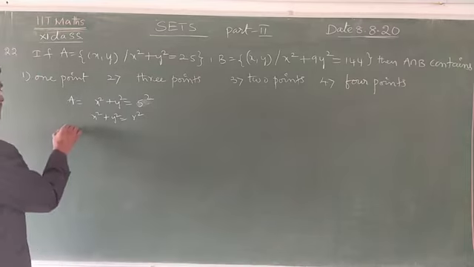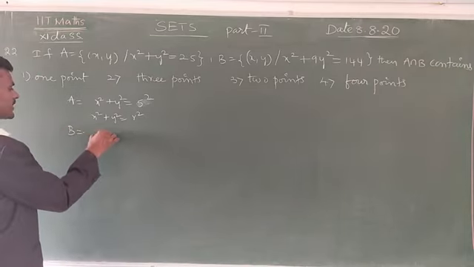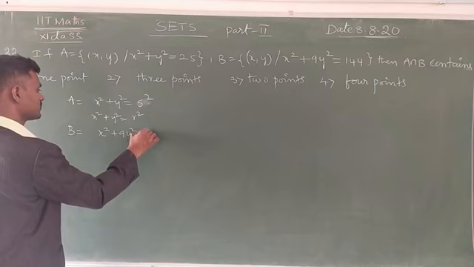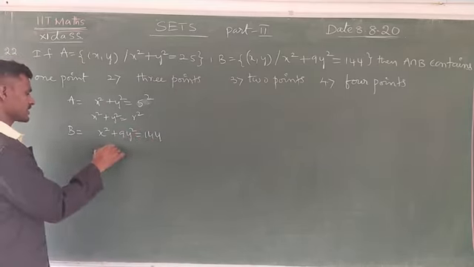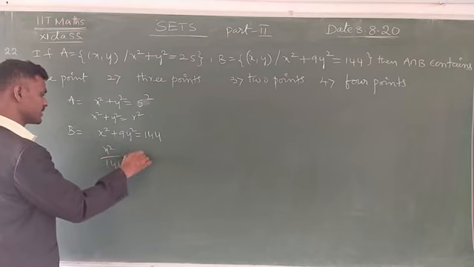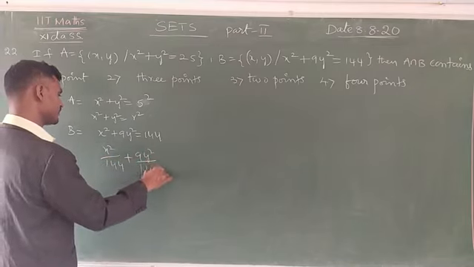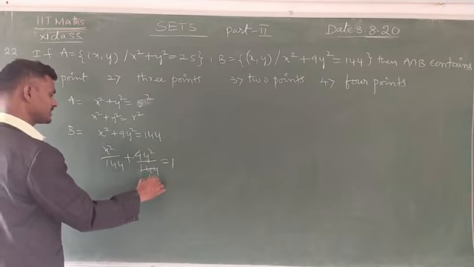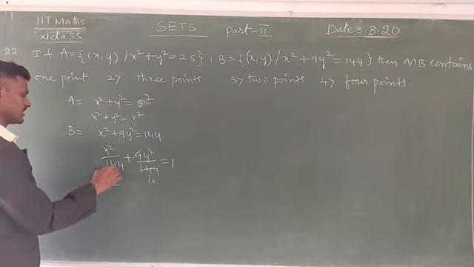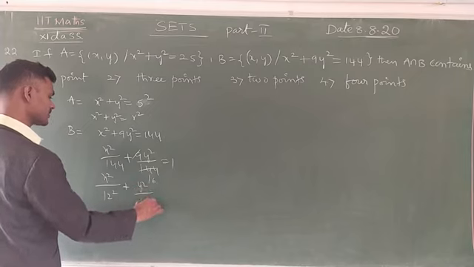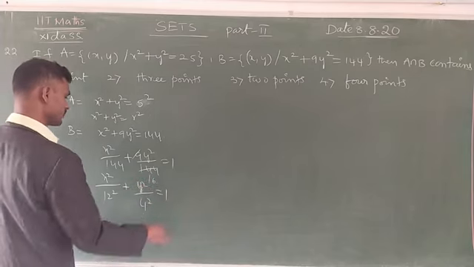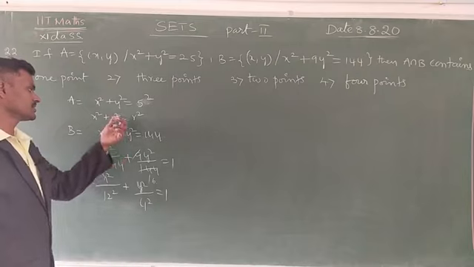Next B you can take, it is here. B is equal to x square plus 9y square is equal to 144. Now divide the whole equation by 144. x square by 144 plus 9y square by 144 is equal to 1. 9 ones are 9, 16s are 144. Then x square by 12 square plus y square by 4 square is equal to 1. This is an ellipse, this is a circle.